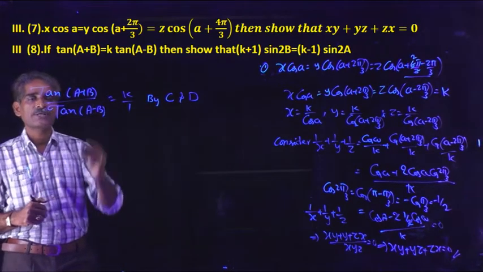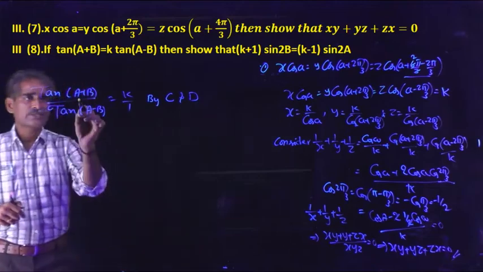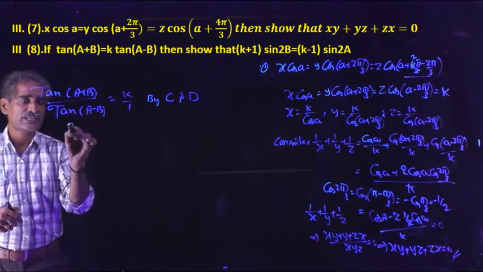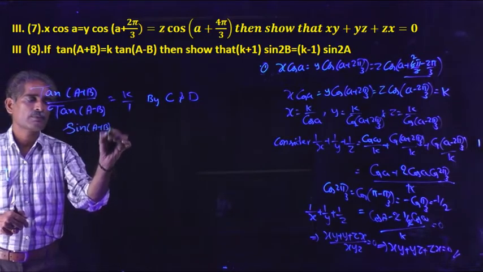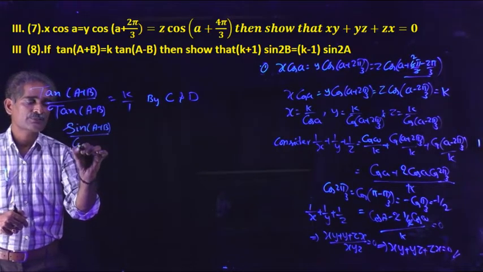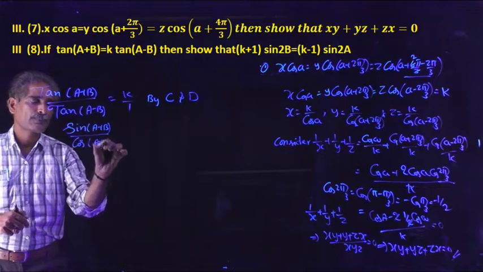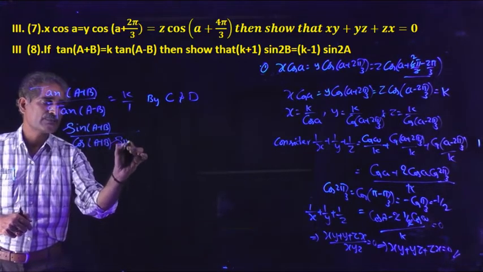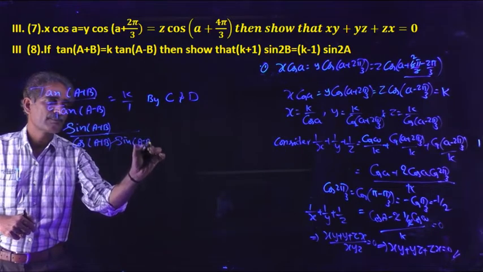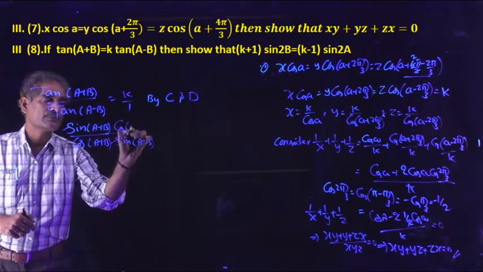Understand? So write down the sine and cos. Tan(a+b) means sin(a+b) by cos(a+b). Tan(a-b) means sin(a-b) by cos(a-b).